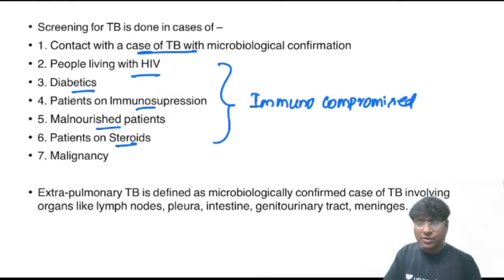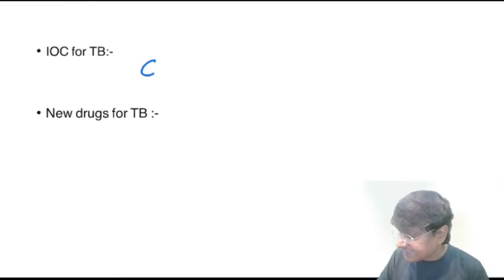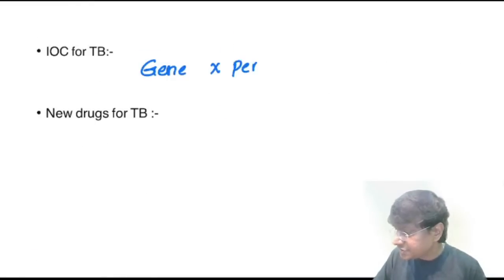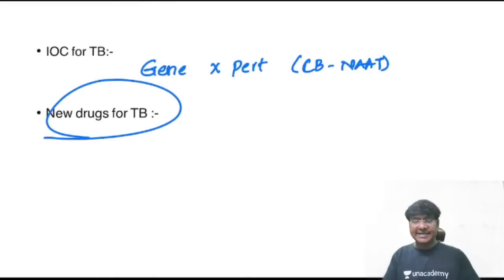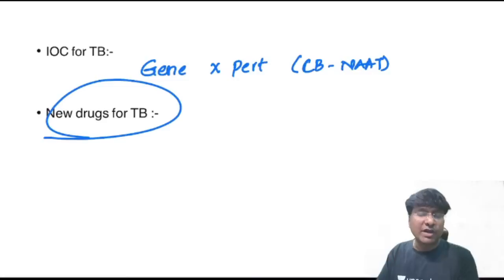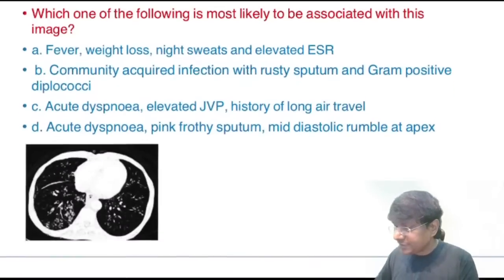Okay, right. So what is the investigation of choice for tuberculosis we have discussed? That is gene expert, which is nothing but CBNAAT, cartridge based nucleic acid amplification test. And what are the new drugs? Just now you people have said: delamanid, bedaquiline, and one more drug, pretomanid. Okay, right. One more question about tuberculosis, then we will move on to the next topic.